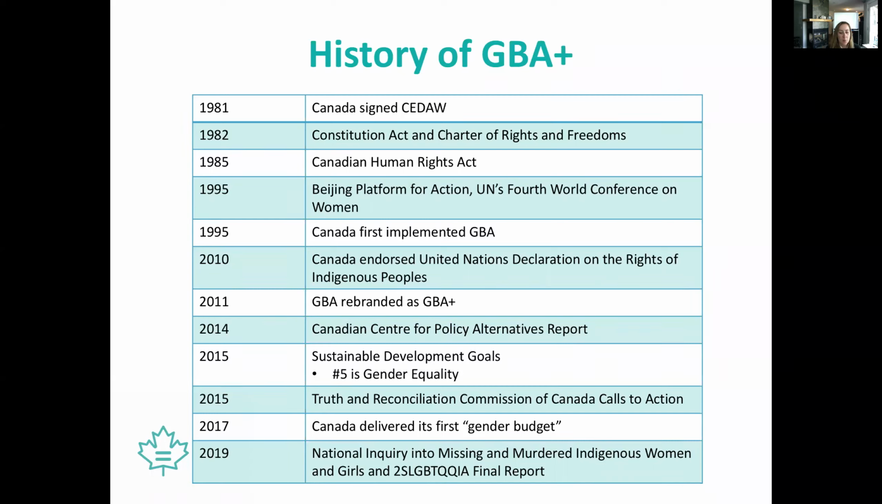And as you can see, more recently, the Truth and Reconciliation Commission of Canada, in their calls to action in 2015, specifically had reference to GBA Plus, and also the National Inquiry into Missing and Murdered Indigenous Women and Girls, and 2S LGBTQIA final report, in the resource extraction and resource development section of the report, specifically recommended gender-based analysis in socioeconomic assessments and monitoring of reports for all proposed and operating extractive projects in or near Indigenous territories. So the support for this tool is really broad and widespread.